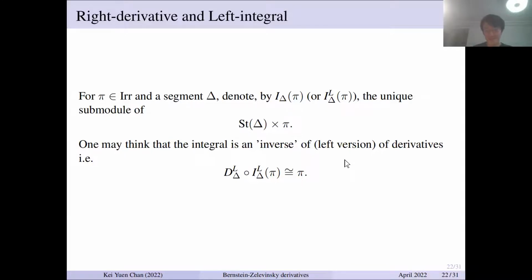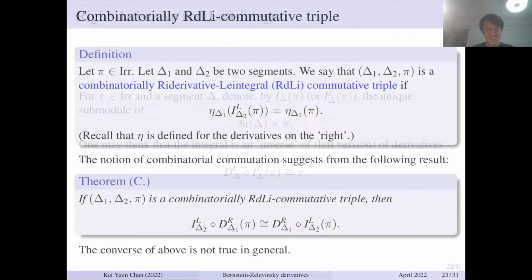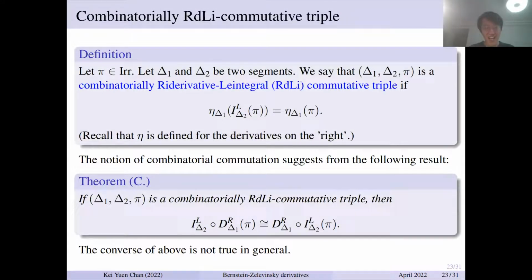So if you change the ordering a little bit, D first and I first, you need to be careful whether this is non-zero or not. But okay, kind of inverse. So okay, now we put two notations together to define a new notation.